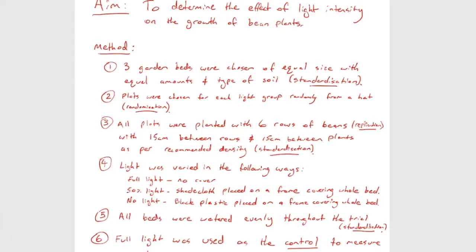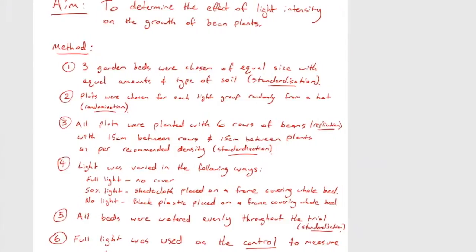So first of all, we had 3 garden beds that were chosen of equal size and equal amounts of type of soil. That was standardization. The plots were chosen for each light group randomly from a hat, so it was randomization. All plots were planted with 6 rows of beans, replication, with 15 centimeters between rows and 15 centimeters between plants as per recommended density, which is standardization. And then we varied the light in the following ways. Full light had no cover, 50% light had shade cloth placed on a frame, and no light had black plastic placed on a frame. And then the second last dot point 5, all beds were watered evenly throughout the trial, which is also standardization. And then lastly, full light was used as a control to measure against.